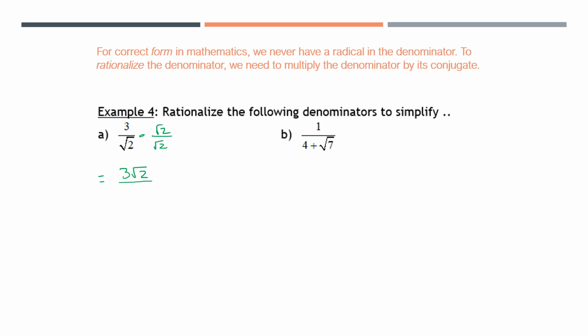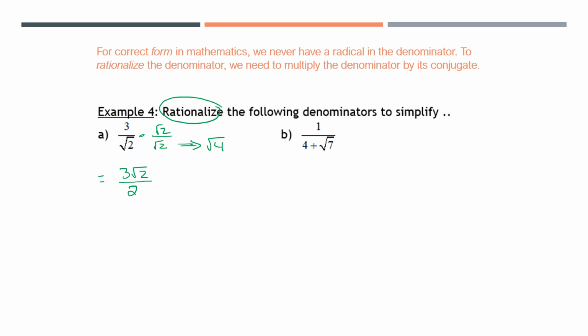Now the denominator is root 2 times root 2. What's that? Well, root 2 times root 2 is root 4, which is 2. So we got rid of the radical in the denominator, and radicals are irrational. So we have rationalized the denominator, because we no longer have a radical there.